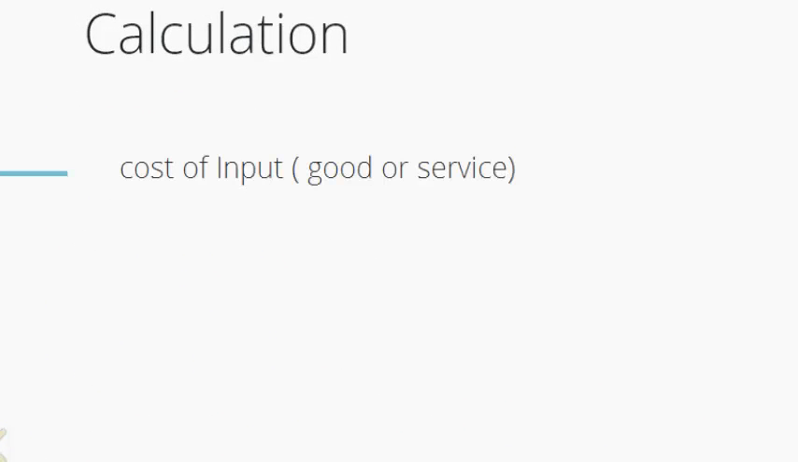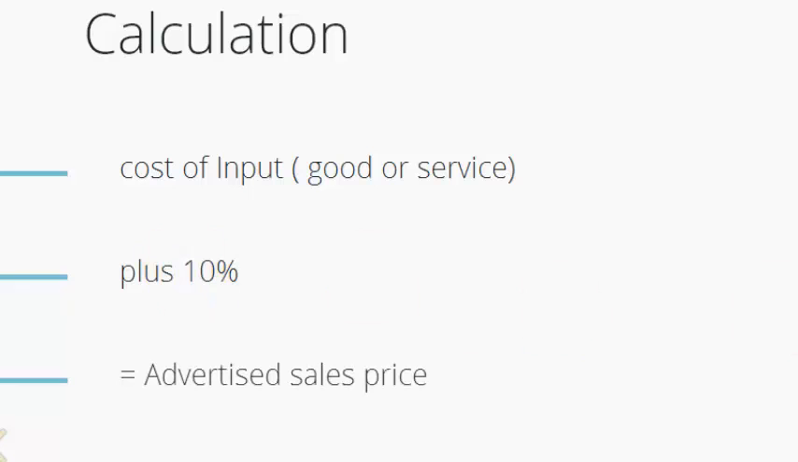Let's look at a simple calculation. It's done on the cost of input of any good or service that is sold. Okay, so if we have got an article of clothing, say for argument's sake it's $100, we've got to add on the 10%. That's a bit that the businesses collect on behalf of the government, and advertised sales price in Australia by legislation must always include the 10%.